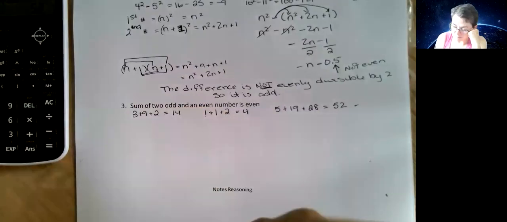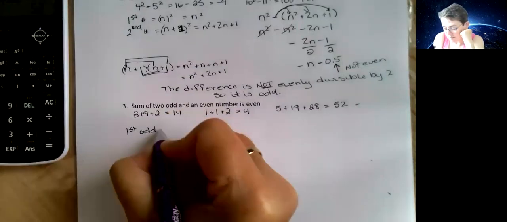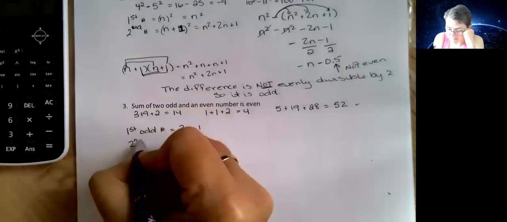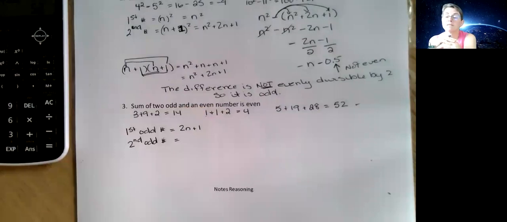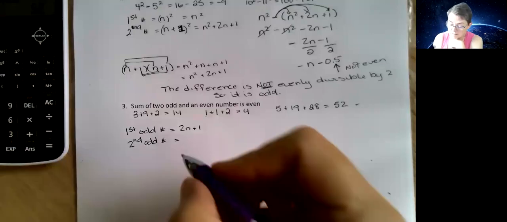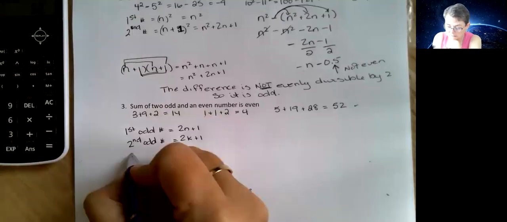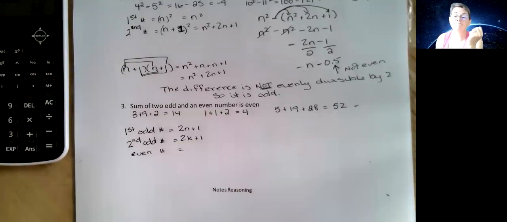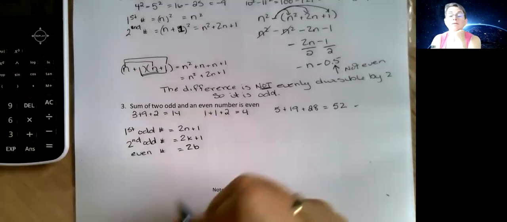Second step, write out your variables. So we need an odd number. First, odd number is equal to 2n plus 1. Second number. Now, notice the question has nothing to do with consecutive. It doesn't matter whether they're one after the other or not. So we need to use different letters: 2k plus 1. And an even number. Again, nothing about consecutive, so pick yourself a different variable, 2b. No plus 1 on this one.